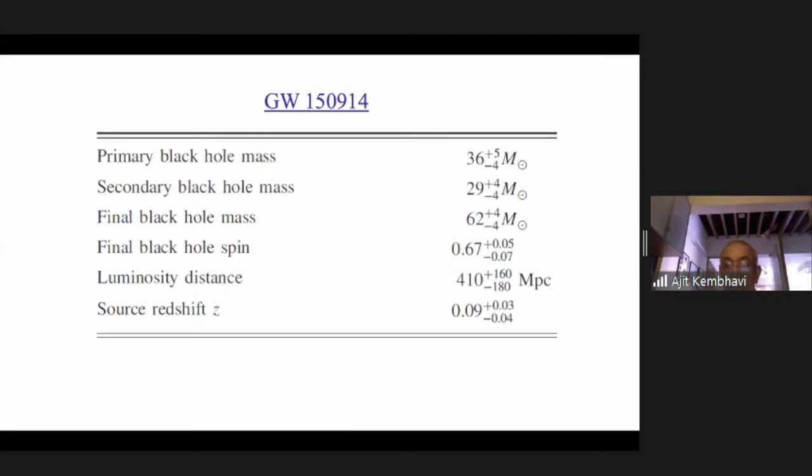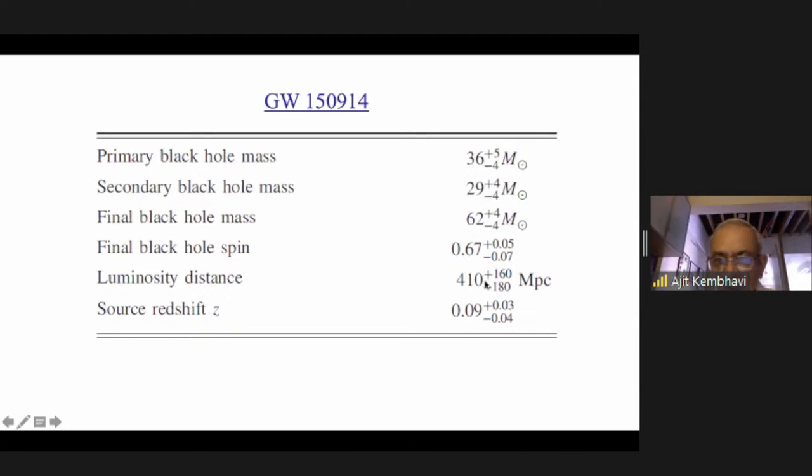Now, one can measure the mass because one can make very precise numerical calculations here, and there are all sorts of ways of doing these things. You come to a precise estimate of the mass of the objects involved. So in this case, the bigger object had 36 solar masses, the smaller object had 29 solar masses, and then they combined together to form a single object of 62 solar masses. And then it had a measured spin, which is shown there. And then the distance, which is 410 megaparsec.